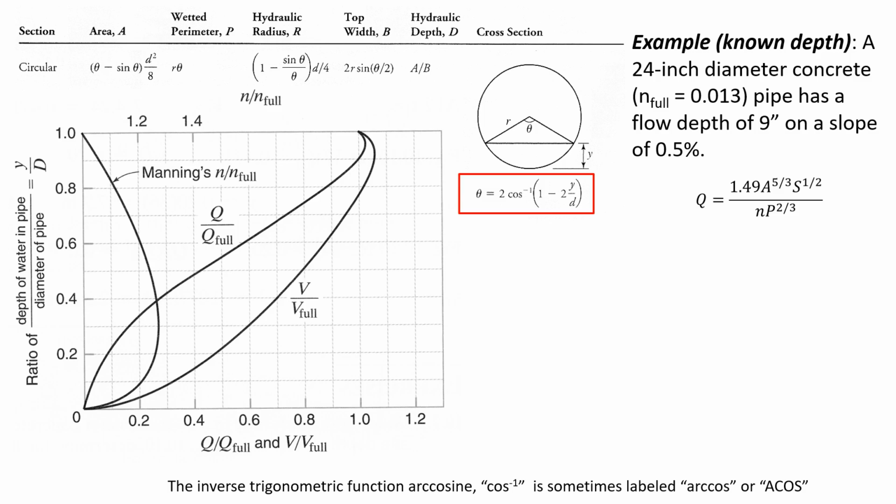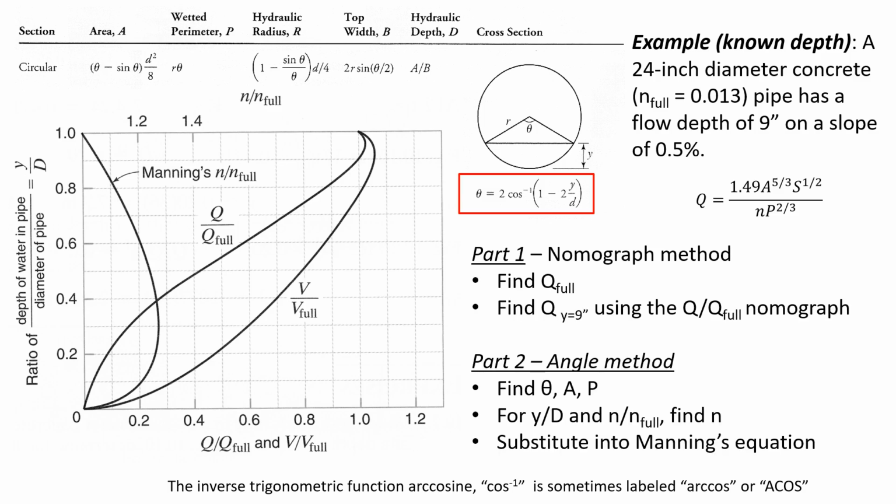So our depth of flow is 9 inches, and the diameter is 24 inches. Okay, I'd like you to solve this 2 different ways. First of all, we're going to do it using the nomograph. So find out what would be the flow rate if the pipe was all the way full. So find Q full, and then use the nomograph, the ratio of Q to Q full for whatever the depth to diameter ratio is.